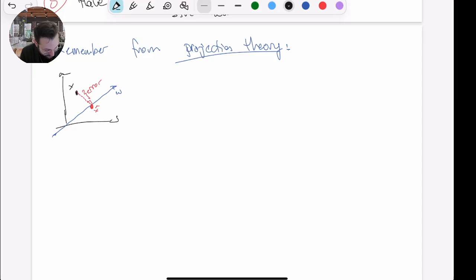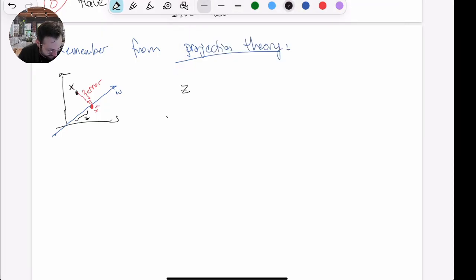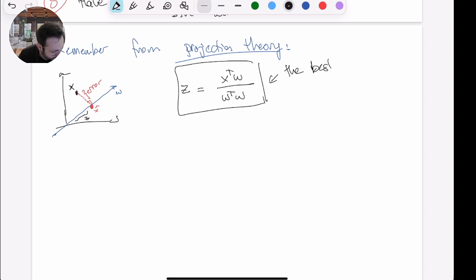So if this is your x and this is my x hat, and if I were to find the z here, which is a scalar, I learned that the best z was the one that I get with x transpose w divided by w transpose w, right? So this was the best representation of x on w, right?